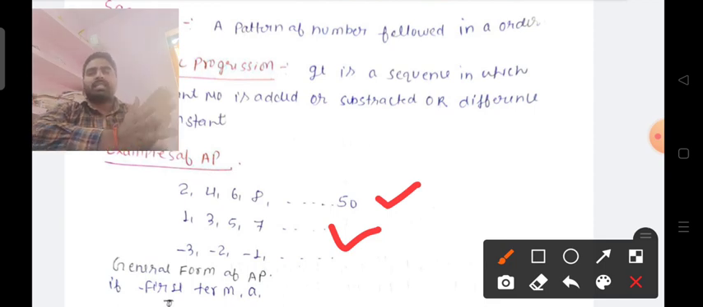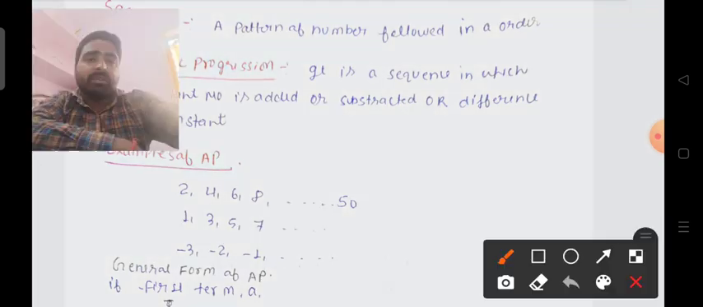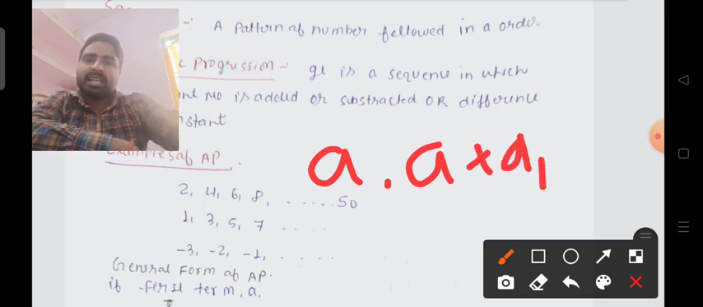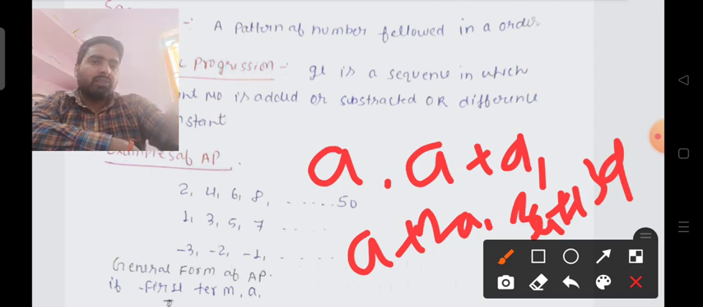Now we are discussing the general term of AP. This is the most important concept of arithmetic progression. The general term of AP means we have the first term A and we are adding a constant number to A. The second term is A plus D, the third term is A plus 2D, and the fourth term is A plus 3D. So here we are adding a constant number.